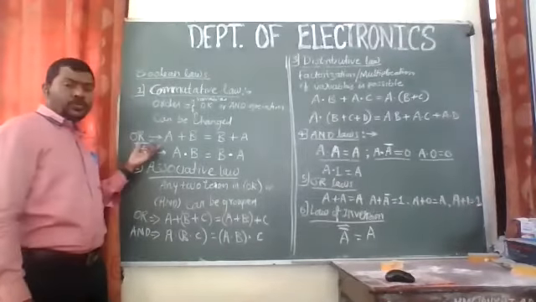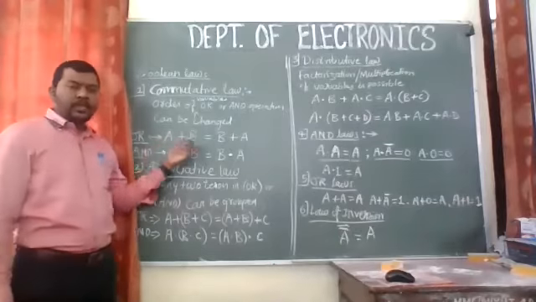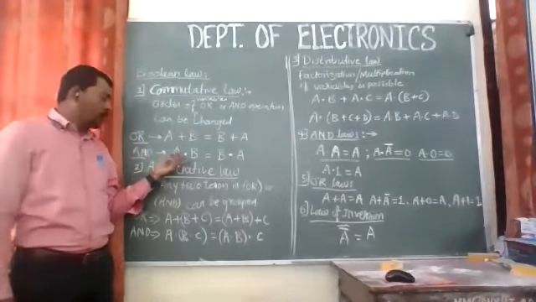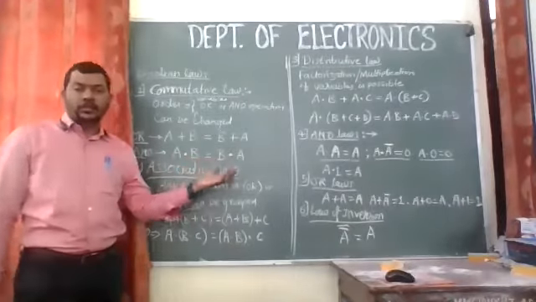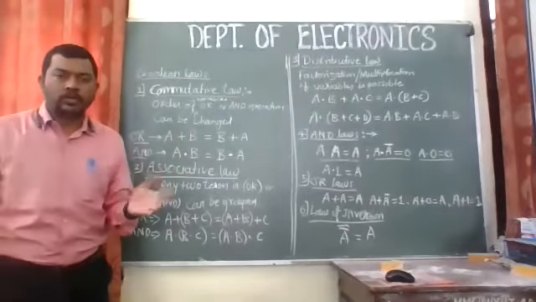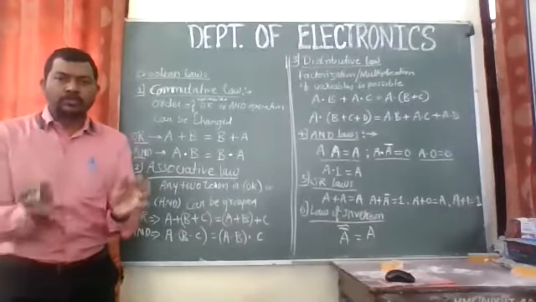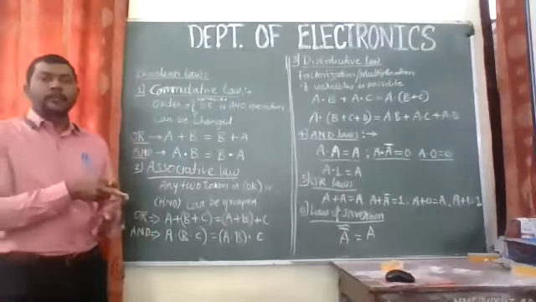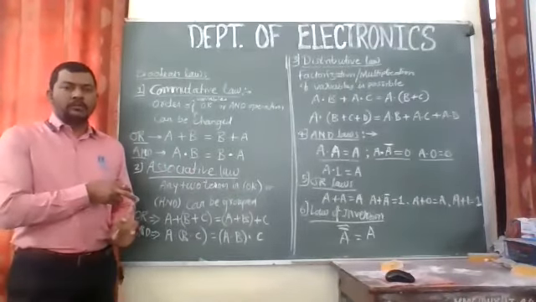Second, we have shown these examples. So A plus B can be written as B plus A. Similarly, in AND operation, A dot B can be written as B dot A. So this is the commutative law. The position of the variables can be interchanged. So the first law is the commutative law, where the order of variables can be interchanged.